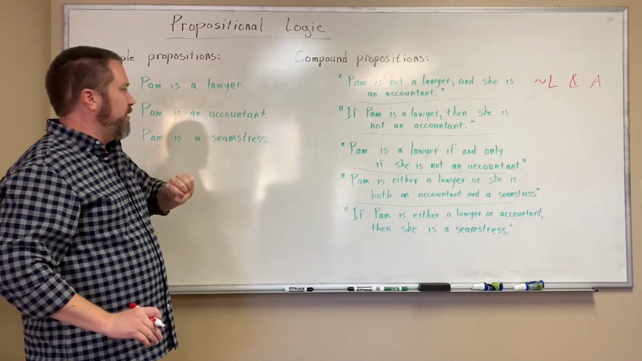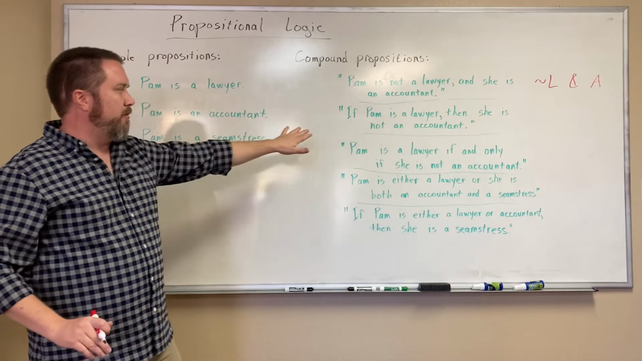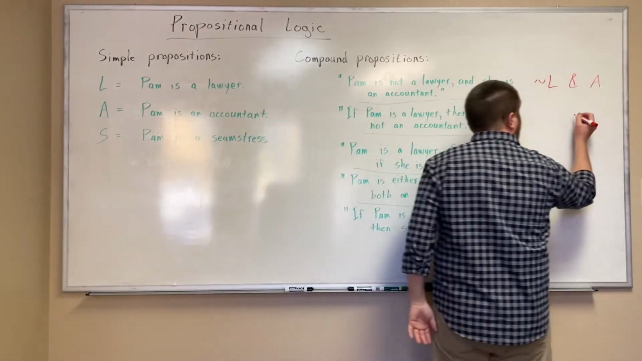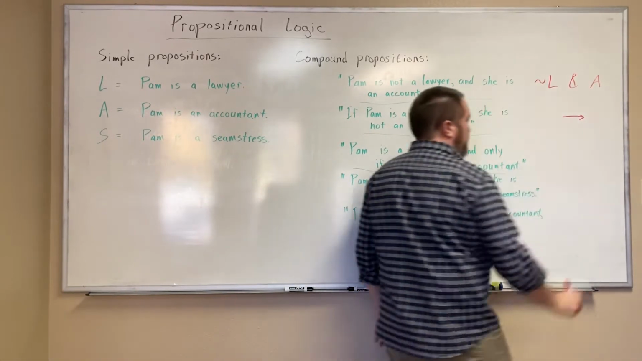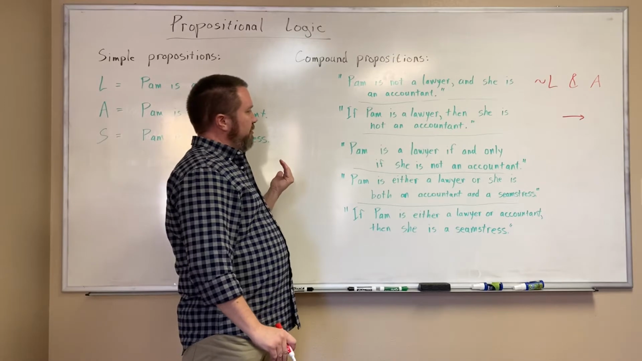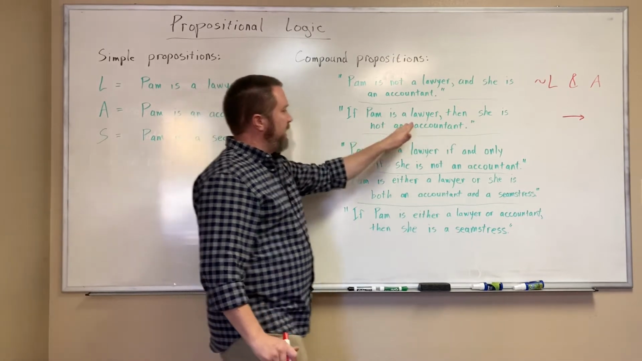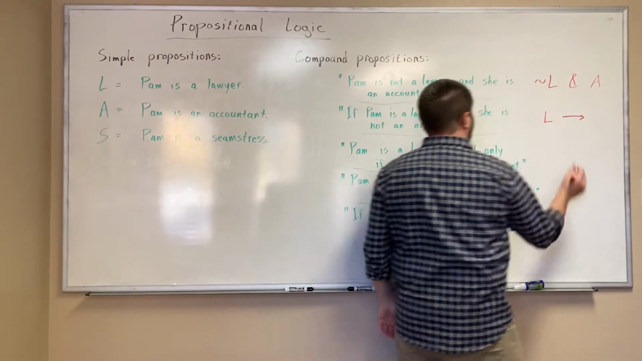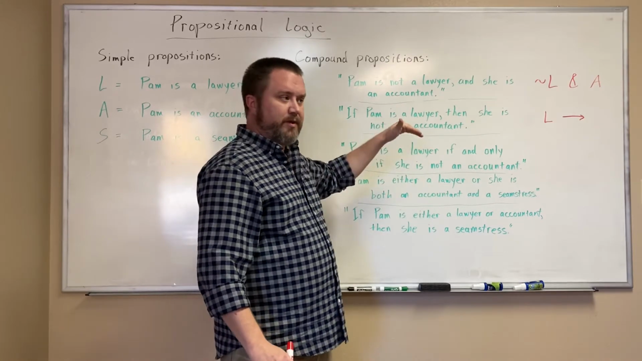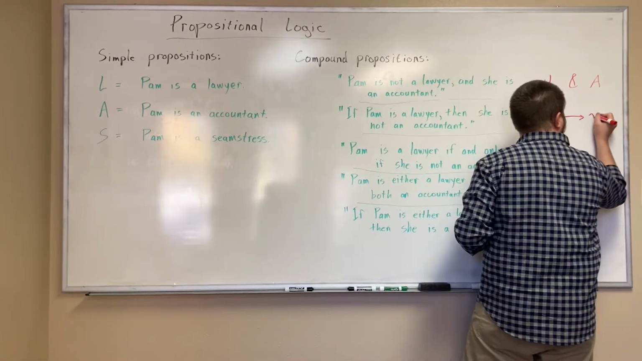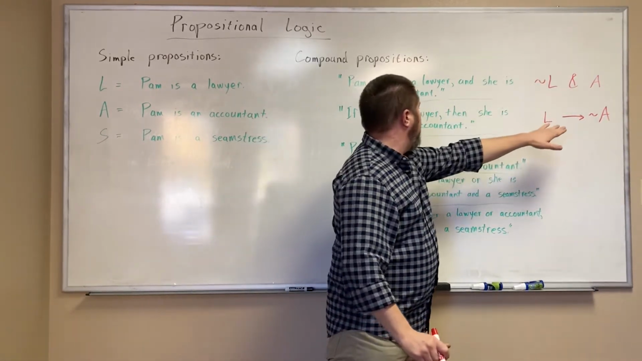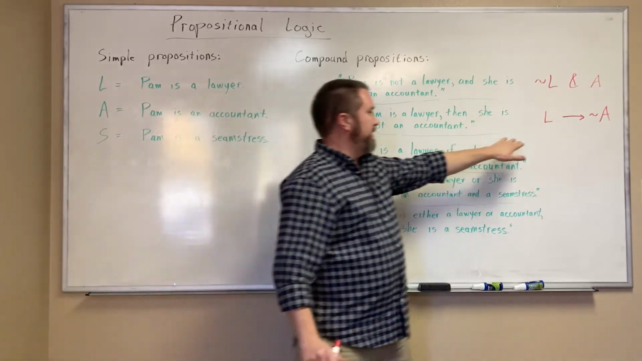And then if Pam is a lawyer, then she is not an accountant. Already we can see this is an if-then statement or a conditional statement. So conditionals, biconditionals, I like to just put in that arrow right away. So what's going to be on the left side of the arrow is the if part of the statement. So if Pam is a lawyer, that's L, then she is not an accountant. So we have to put the tilde in to say that it is not the case that she is an accountant. So if Pam is a lawyer, L, then she is not an accountant, tilde A.